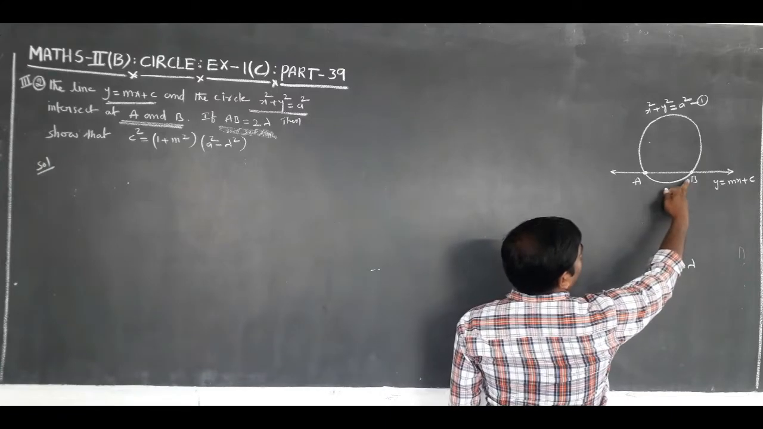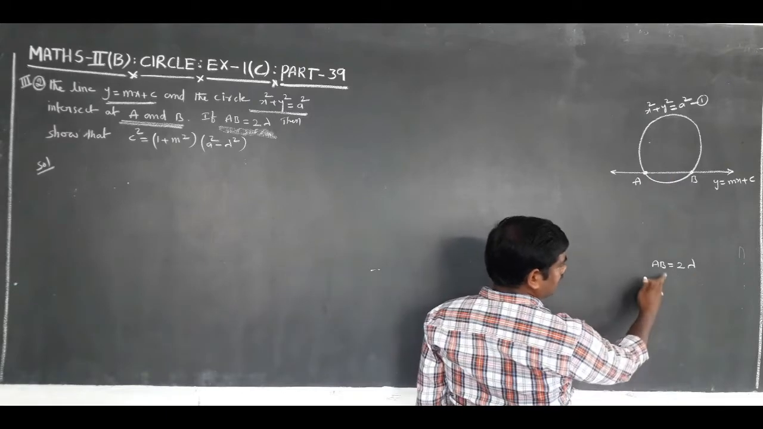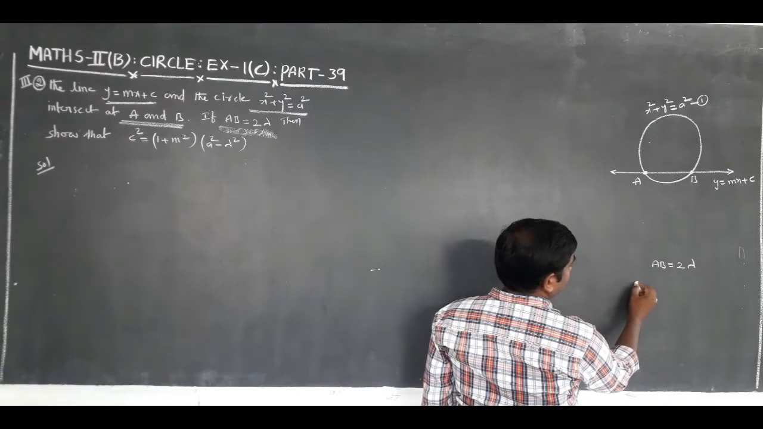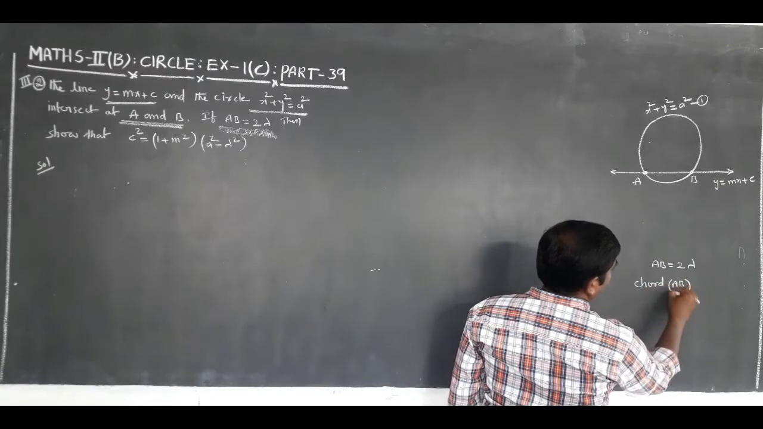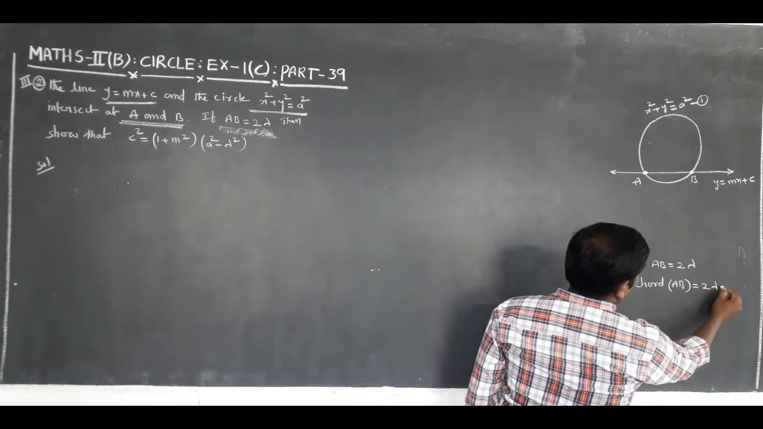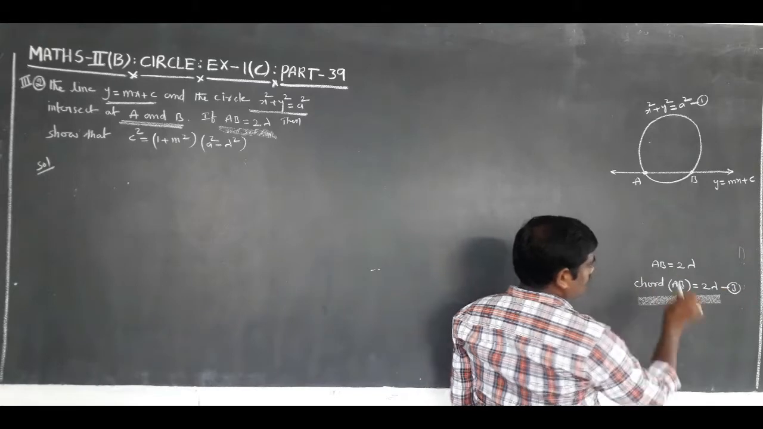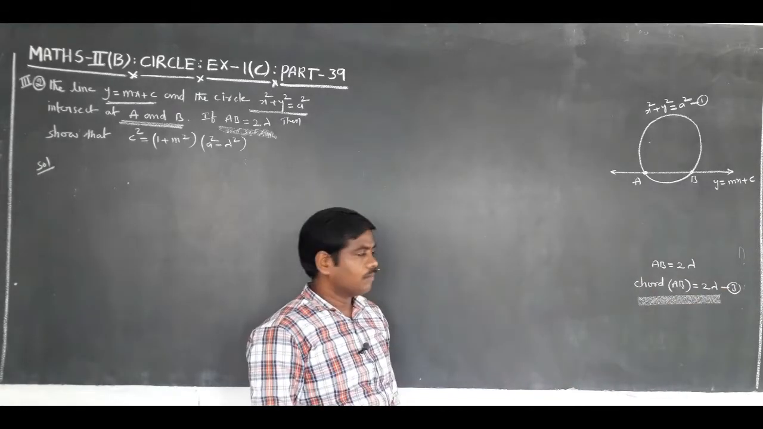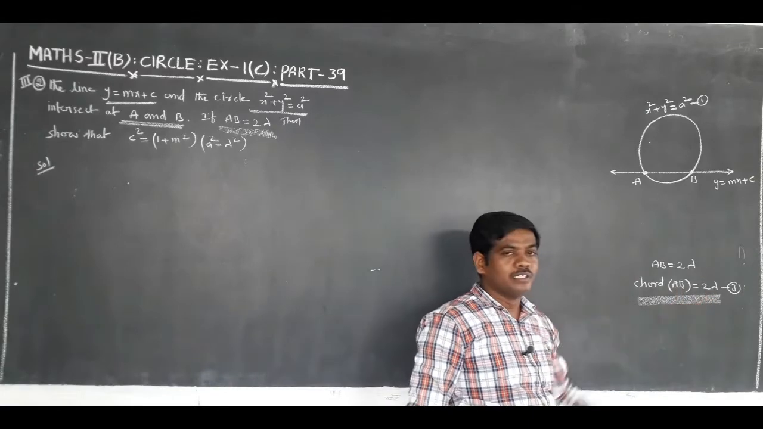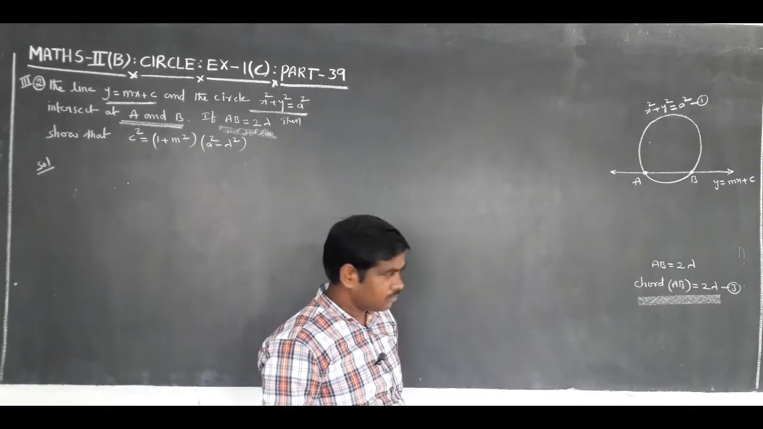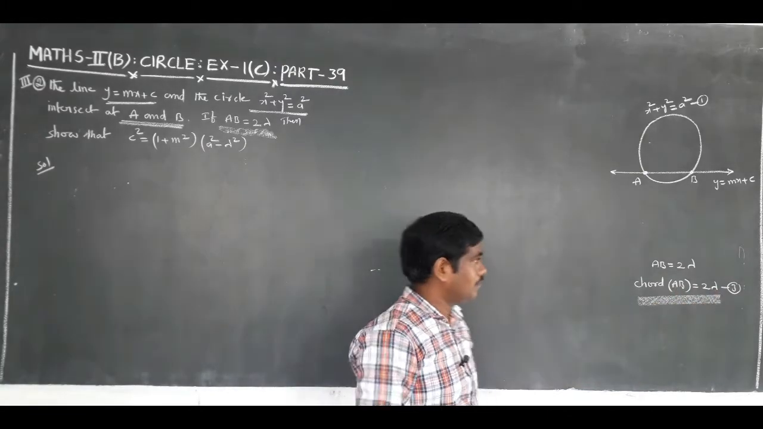The line intersects the circle at capital A and capital B. Here AB is the length of the chord. The length of the chord is equal to 2 lambda. Here we find the length of the chord AB and equate it to 2 lambda.